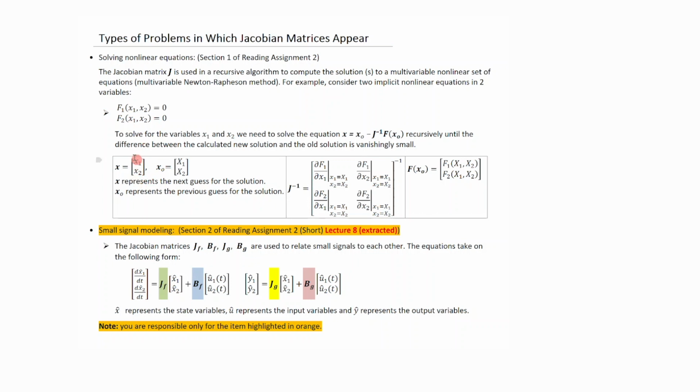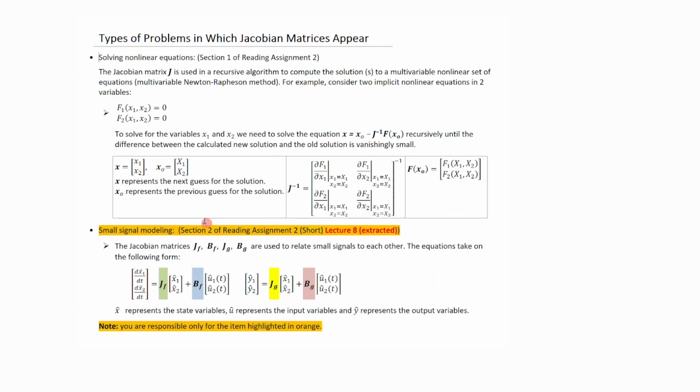Okay, so in one case it's the previous guess, and in the other case it's the next guess for the solution. And so you're basically taking the old values and using them to compute the new value of x. And you do this on a recursive basis until the difference between x and x naught becomes vanishingly small.